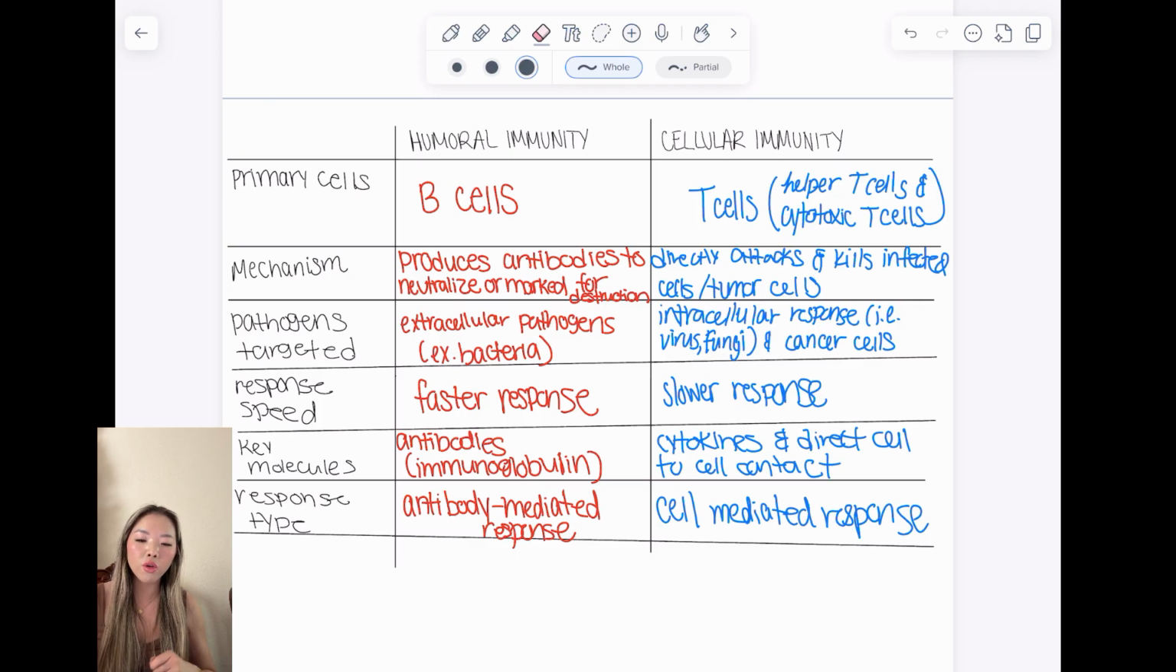And with humoral immunity, as we saw, it targets pathogens that are outside of the cell, and cellular immunity targets pathogens that are within a cell. Humoral immunity has a faster response, while cellular immunity is a slower response.